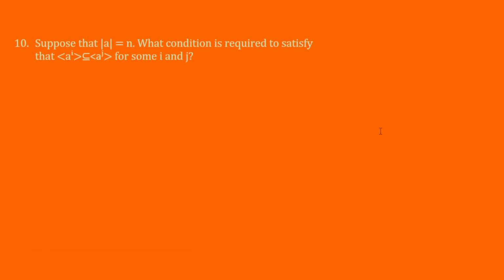All right, that's it for problem 9. Let's look at the last problem, problem 10. So we are asked to suppose that the order of a equals n. What condition is required to satisfy that the cyclic group of a^i is a subset of the cyclic group of a^j for some i and j? All right, let's take a look at this.